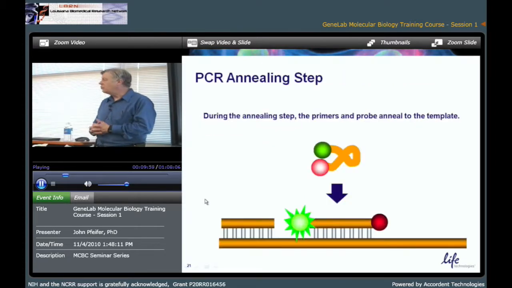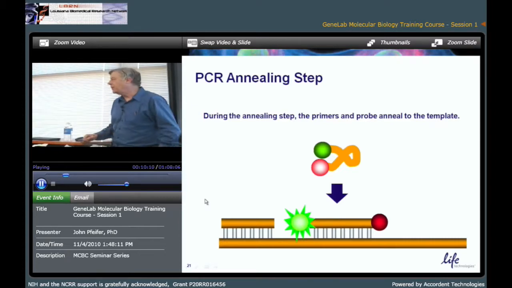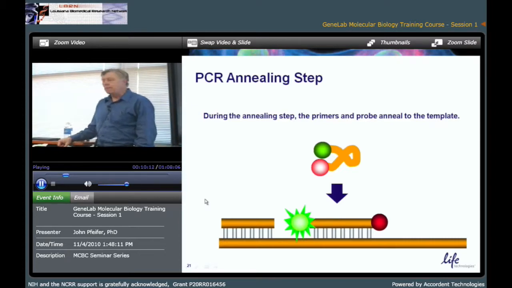As I will go into a little more detail later, all of the millions of assays that we have on our website operate under the same conditions. We call them universal cycling conditions. So we use a universal annealing temperature of 60 degrees centigrade. At that temperature the primers and the probe anneal.